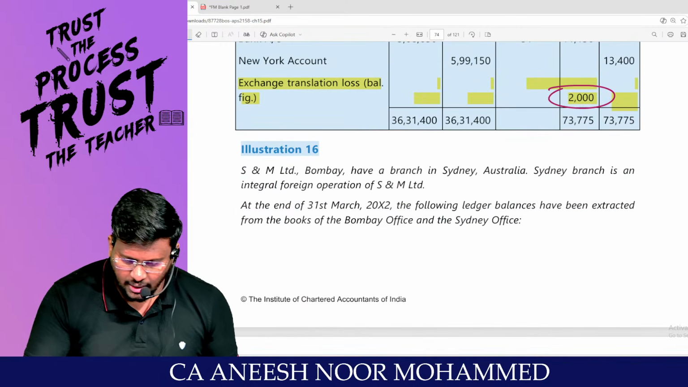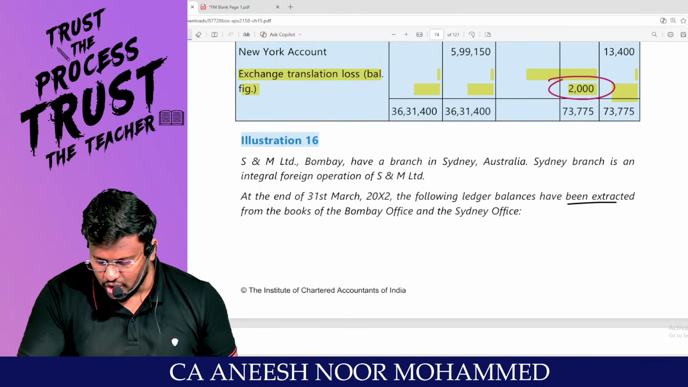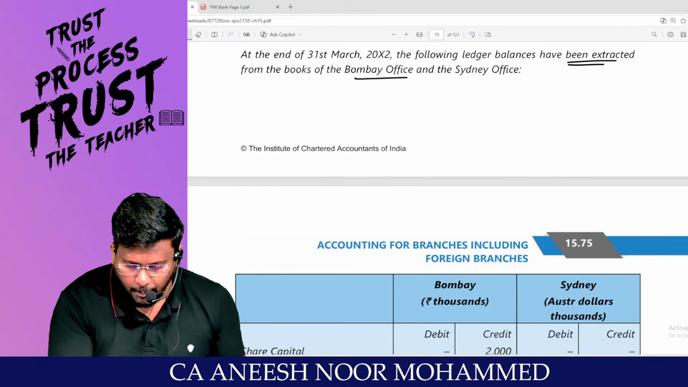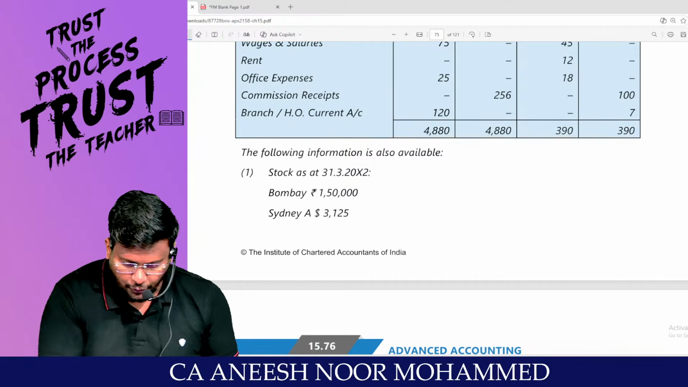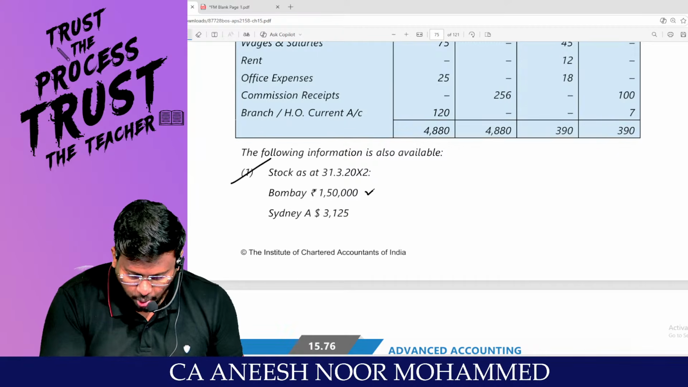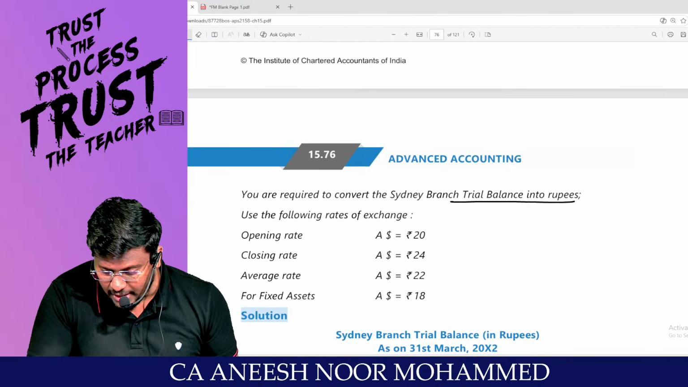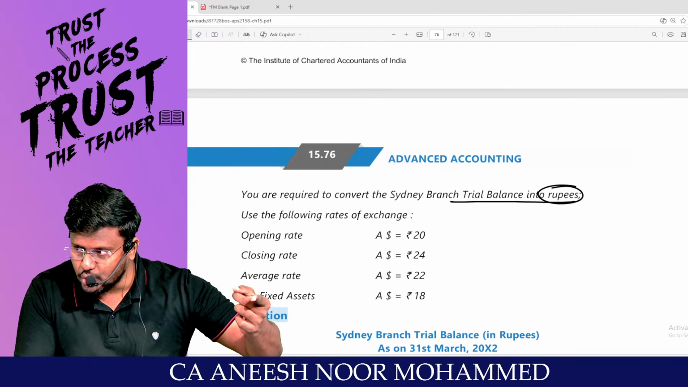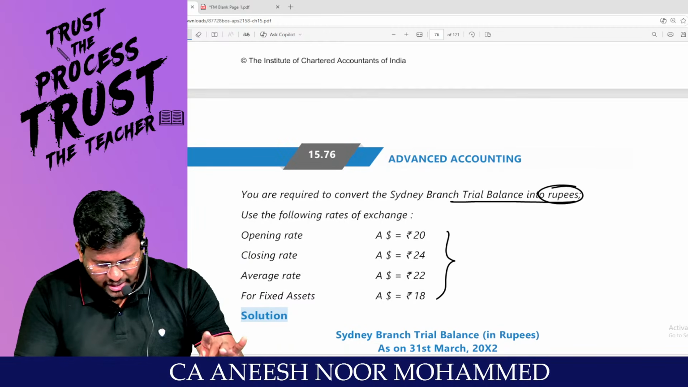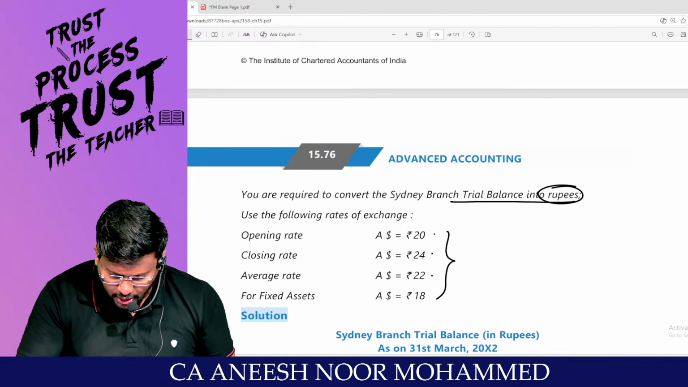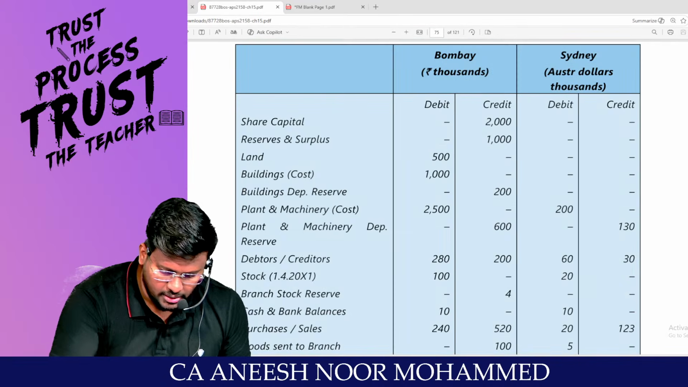Now we'll do the next question in 2 to 3 minutes. At the end of 31st March, the following ledger balances have been extracted from the books of the Bombay office and the Sydney office. Stock as on Bombay 1,50,000, Sydney 3,125. You are required to convert the Sydney branch trial balance into rupees. Foreign currency should be converted into Indian currency. Opening rate, closing rate, average rate and fixed asset rate are given: 20, 24, 22, 18.